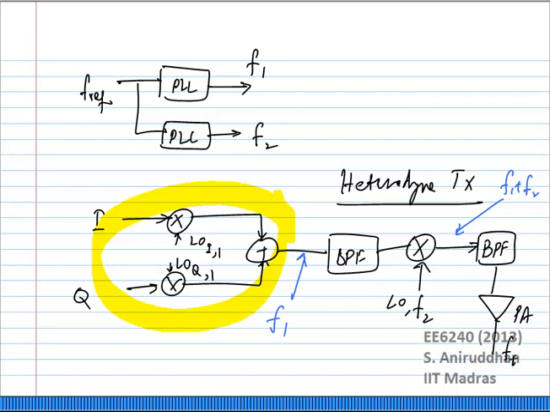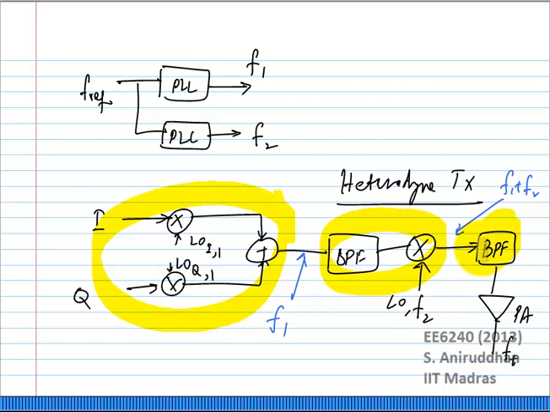Now, the problem with this is, obviously you are actually using one more set of mixers, you are using two band pass filters. Remember that this band pass filter needs to be very high Q, because this mixer is not a single sideband mixer. You get both omega 1 plus omega 2 and omega 1 minus omega 2. You will have to reject one of them.